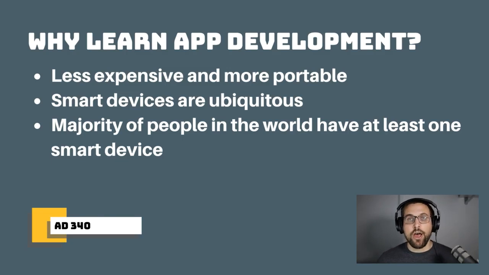And then, like I said, we saw those numbers in the last slide. The majority of people in the world have at least one smart device. I don't know about you, I personally have several smart devices, particularly as an app developer myself. I've got testing devices, personal devices. So yeah, there's just a lot of smart devices out there.